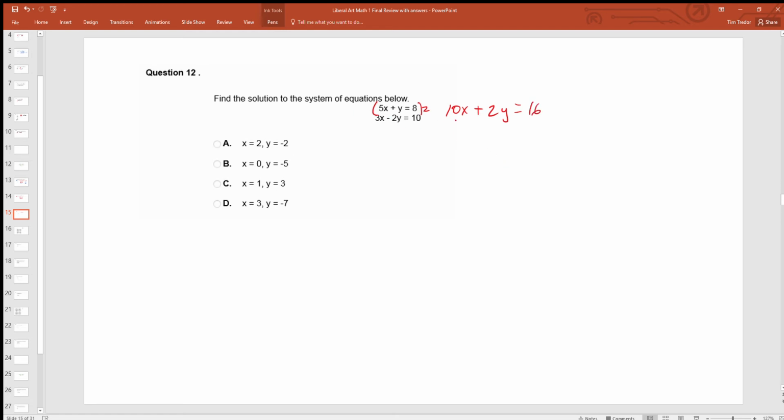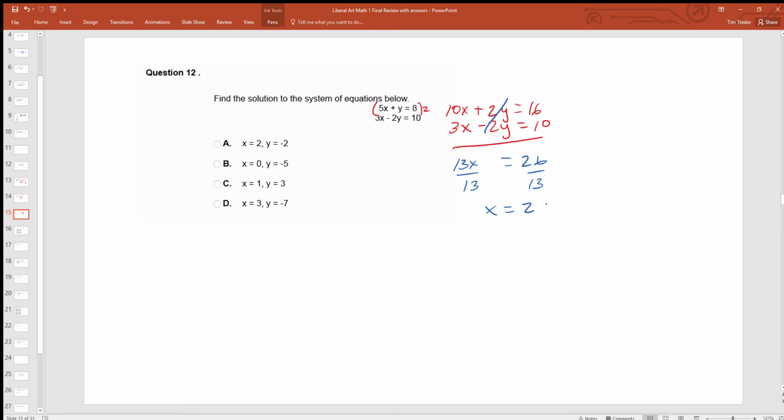Now drag this other one over here. I'll get 3x minus 2y equals 10. So 10 plus 3x is going to be 13x. That's going to cancel out, and 16 and 10 is 26. Divide by 13, and we get x equals 2.